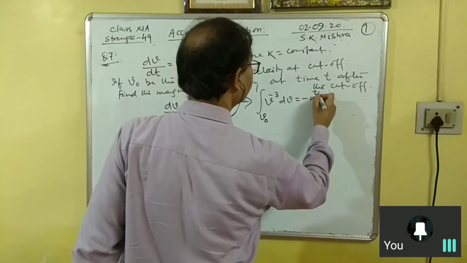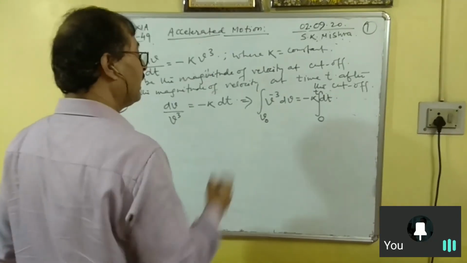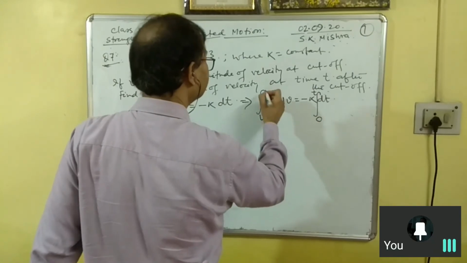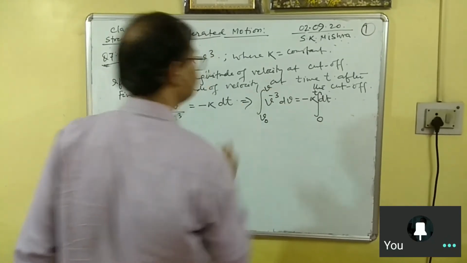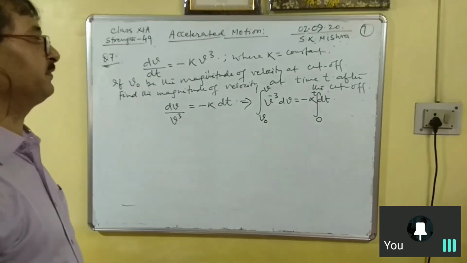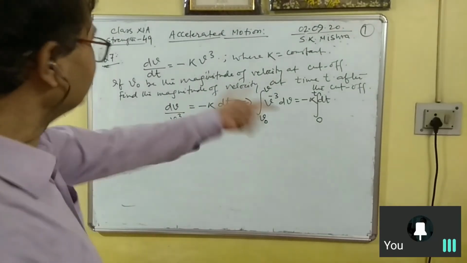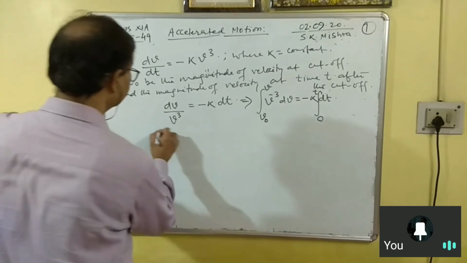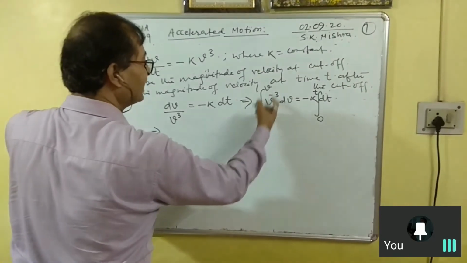I can write here. Now at time t, its velocity may be v or v dash, whatever you can think. So let its velocity be v. Then just integrate it, you will get the result. So x raised to n dx.